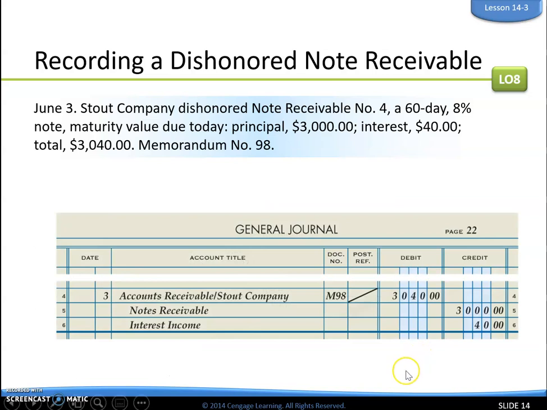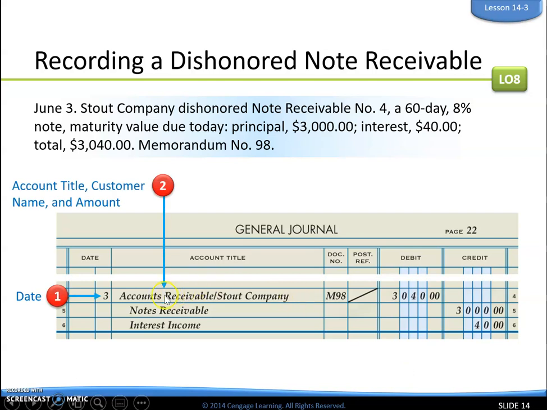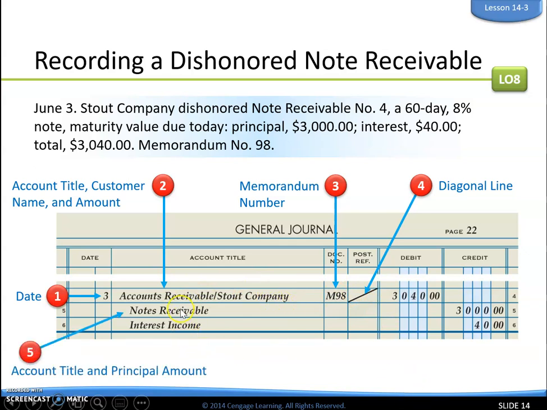So here's how it's going to look. We're going to put this into our general journal. So we're going to start with our date. We're going to debit accounts receivable, Stout Company, memorandum 98, and then this is where we'll have a slash again because we'll be posting that debit to accounts receivable and to Stout Company. Then we're going to credit notes receivable for the principal amount, and we're going to credit interest income for the interest amount that they owe us.